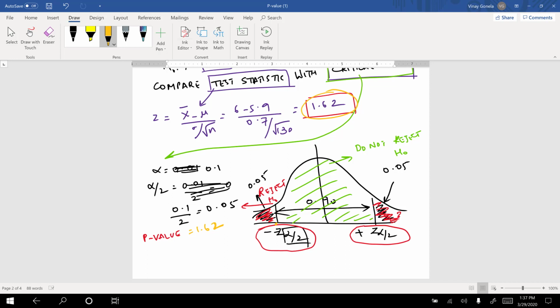So negative 1.62. You can do it either way. Positive 1.62 will lie somewhere on the right side, and then negative 1.62 will lie somewhere on the left side. Because my table gives the left side of the curve, I will look for negative 1.62 and see, because this is the extreme value, right? So I will try to look for negative 1.62.